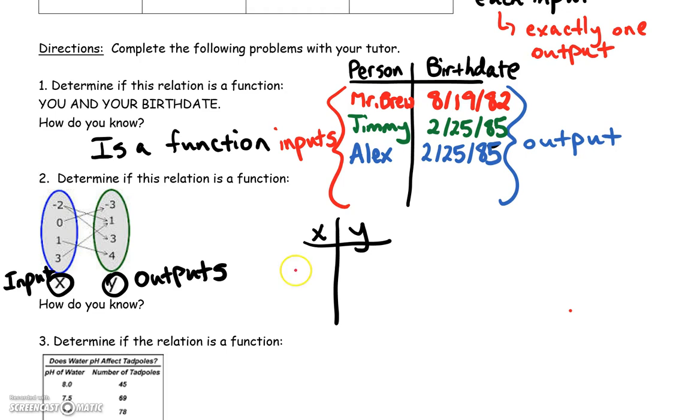Let's start right at the beginning. An input of -2, according to the arrows, gives an output of 1. However, in this particular relation, an input of -2 also yields an output of 3. And because we have a single input yielding two different outputs, that means that question number 2 is not a function, and it is merely just a relation.